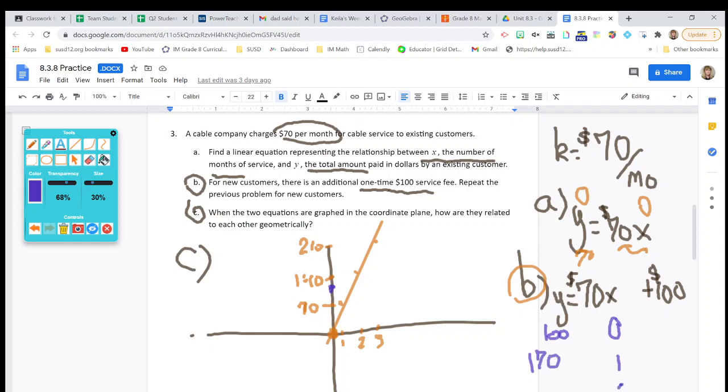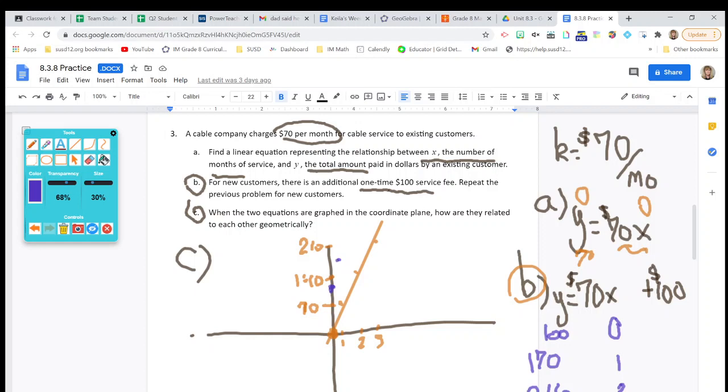And when x equals 2, then y equals 140 plus 100, 240, and so on and so on. Let me graph the points. When x equals 1, y equals 170. I guess that's going to be right about halfway here, 110, 30, 40, 50, 60, 70, something like that.